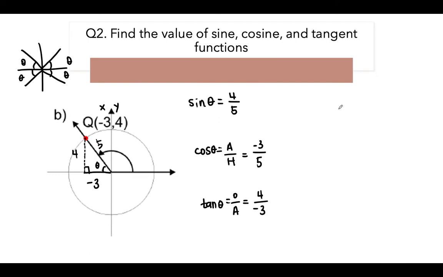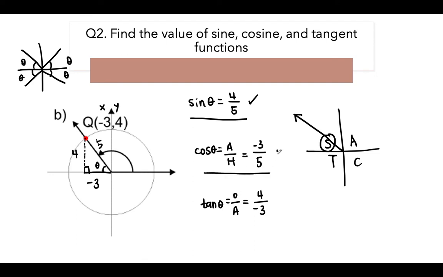Now you will notice that only sine is positive, and cosine and tangent are negative. One way that you can check is using the CAST rule. So my terminal arm is over here. As you can see, only sine is going to be positive and the rest of the ratios are going to be negative. And it makes sense: sine is positive, cosine is negative, and tangent is also negative. So you can do the last step using CAST to confirm the sign of the ratio.